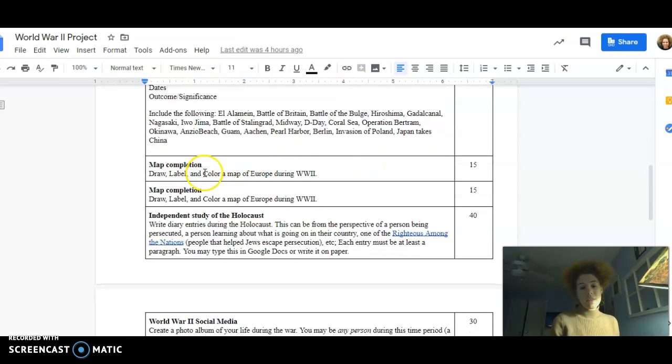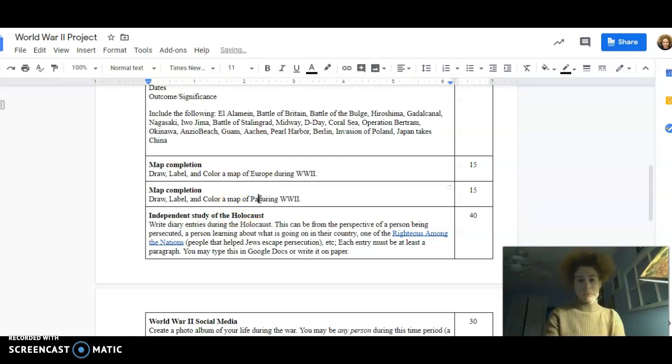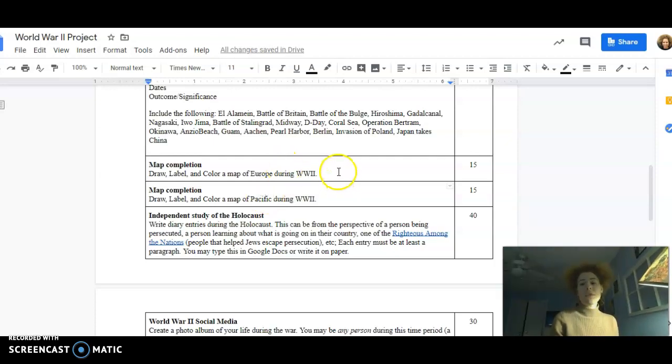Map completion. So you can find maps of the Pacific Theater or European Theater online, and you can use any of those maps to draw and label a map of Europe or a map of the Pacific during World War II, and those are worth 15 points.